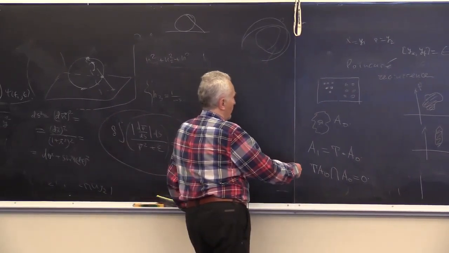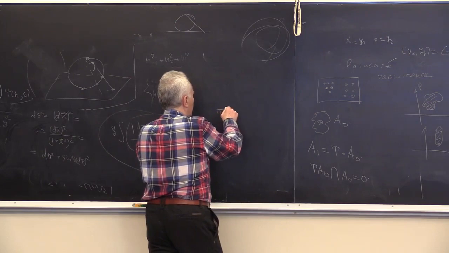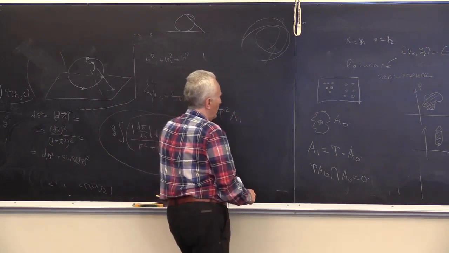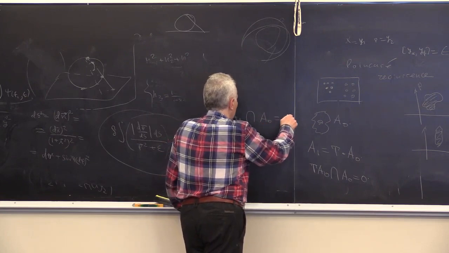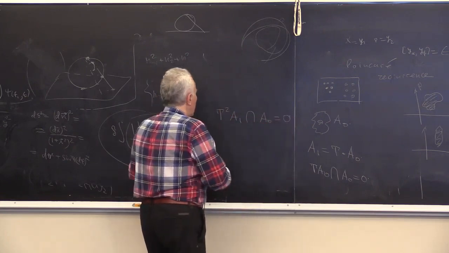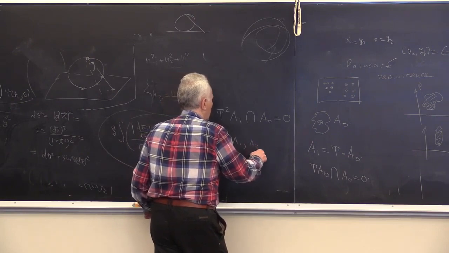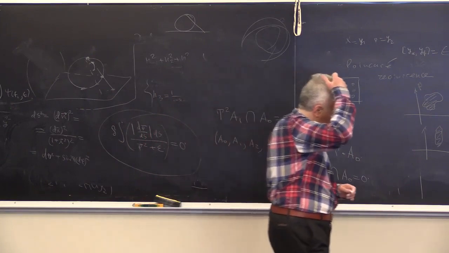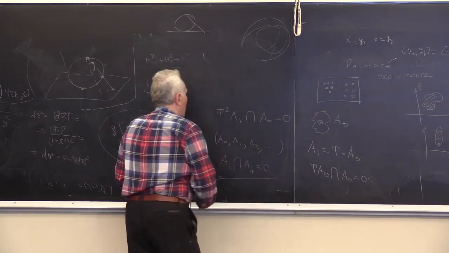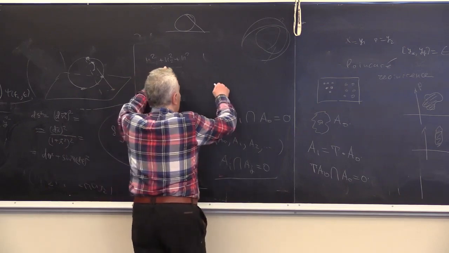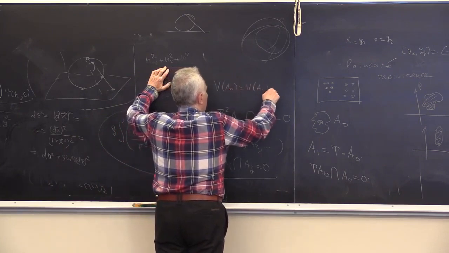So now take this set A1 and consider T squared of A1. And once again, its intersection with A0 must be 0. As a result of this construction, we'll get domains A1, A2, etc., all of them not intersecting. So the intersection of Ai and Aj is 0. And all of them have the same volume. So the volume of A0 is equal to the volume of A1, and so on.